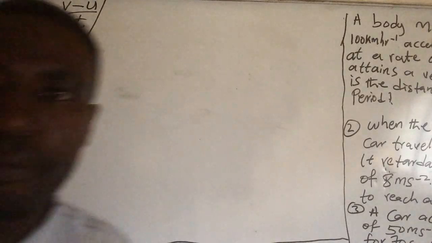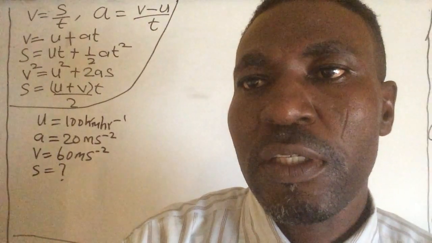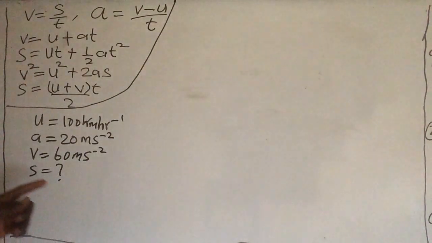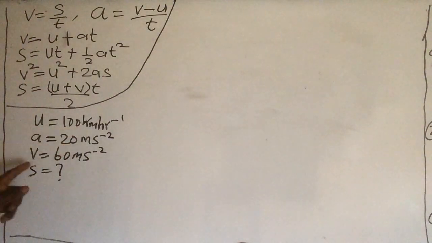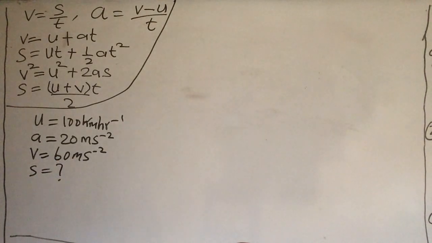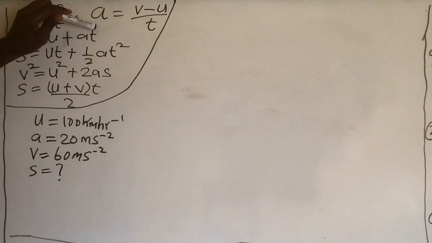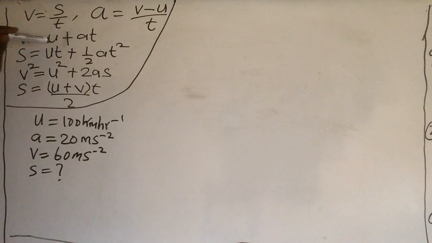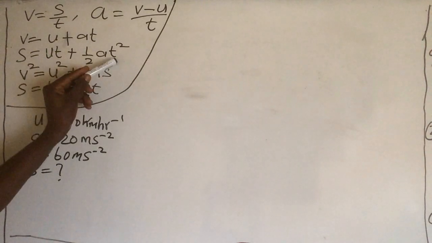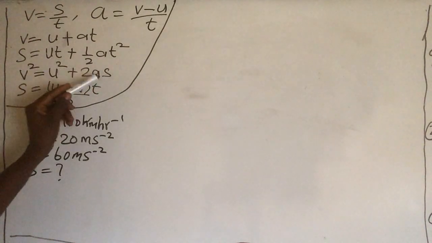So look at what has been given: u is 100, a is 20, v is 60, and s is the question mark. Now from these four formulas, you check. If you look at them, all four formulas contain four quantities. Look at it: v is 1, u is 2, a is 3, t is 4. This one again, 1, 2, 3, 4. You know this time is still the same time as in this one. Then here, v, 1, 2, 3, 4.